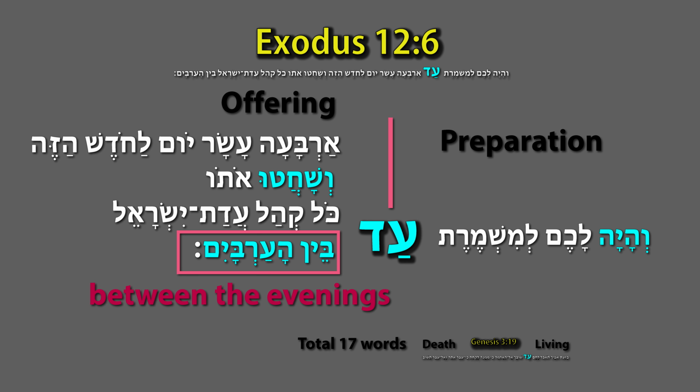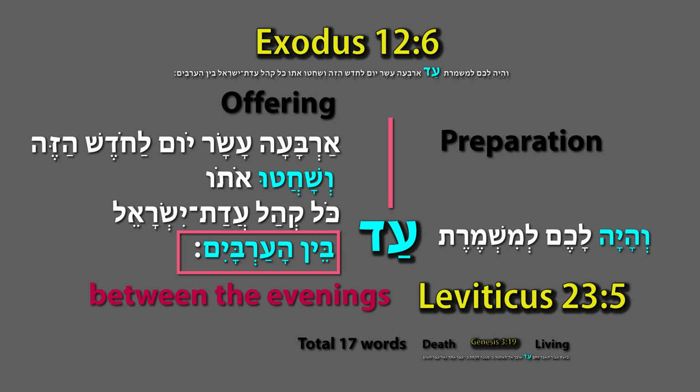Now we come to the final timing in the verse. At what time on the 14th is the Passover lamb to be offered to the Lord? The answer is clear: between the evenings. Bin ha'arbim. Leviticus 23:5 matches this wording exactly. So when is between the evenings?